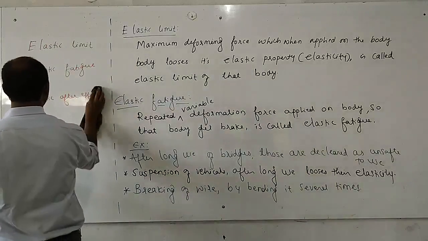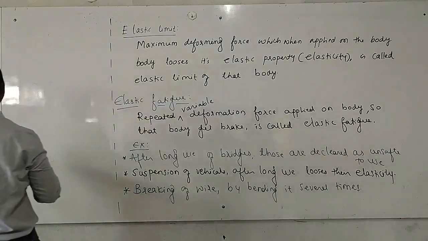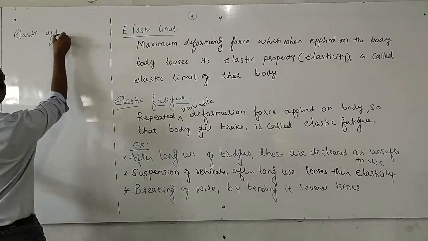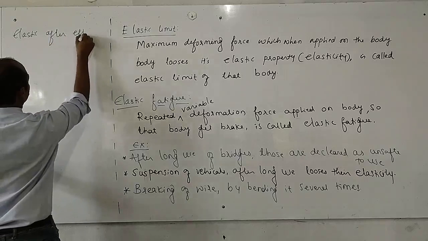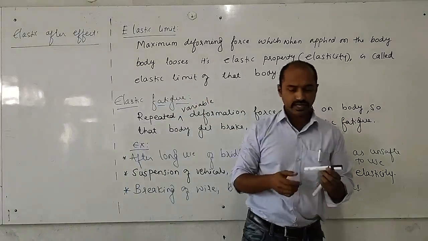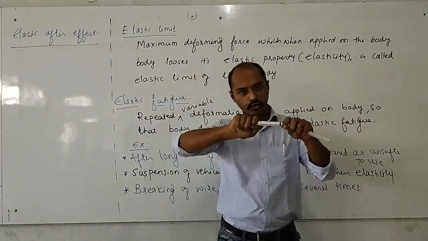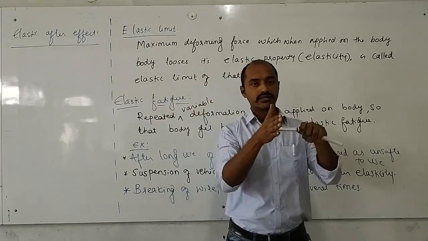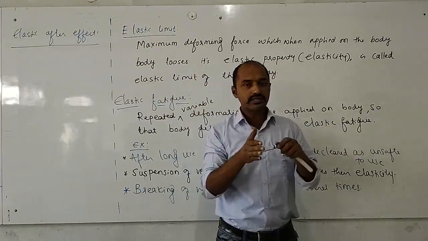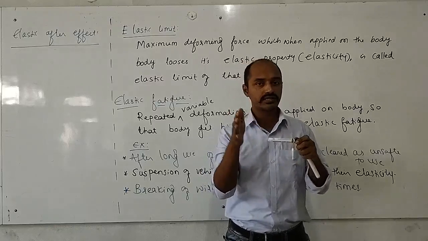Let us have the third one, that is elastic after effect. So what is elastic after effect? Let us take an example of the same rod I placed in the earlier example, elastic limit. If I apply the force, when I remove it, it regains its original shape and size, right? So it is regaining, which means it takes certain time. It may be in milliseconds or microseconds, but it is taking certain time, right?